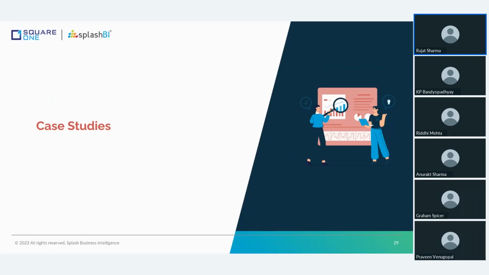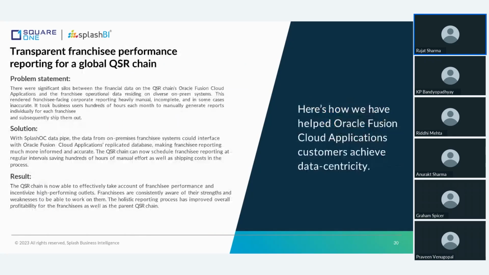So moving on, let's discuss a quick case study with one of our customers. They were in their transformation journey to Fusion Cloud, and they had significant data silos between their financial data that was sitting in the Fusion as well as in the other data sources. And this basically had a massive impact on their reporting. They had to manually write those reports. Sometimes they would be incomplete and inaccurate as well, and it would take them hundreds of hours each month just to be able to accurately generate those different report sets.